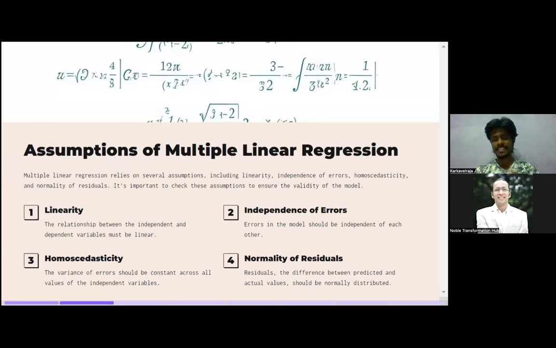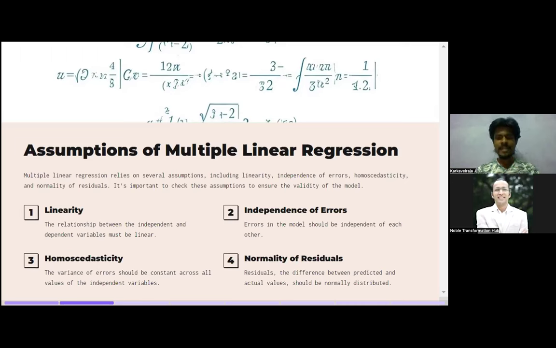Everything we have seen for linear regression, right? Since we are just going to change the number of independent variables, everything is going to be the same. Linearity, the relationship between the independent and dependent variable, must be linear. That's the first thing.